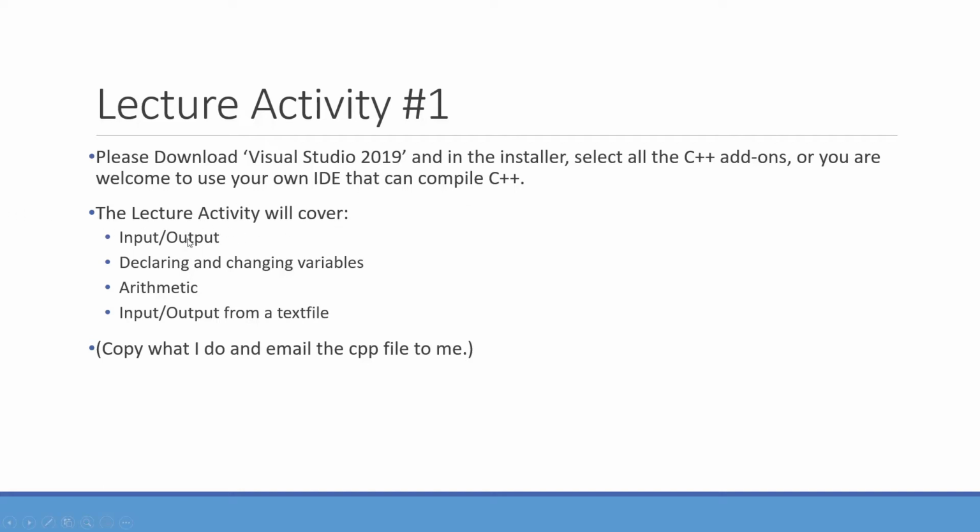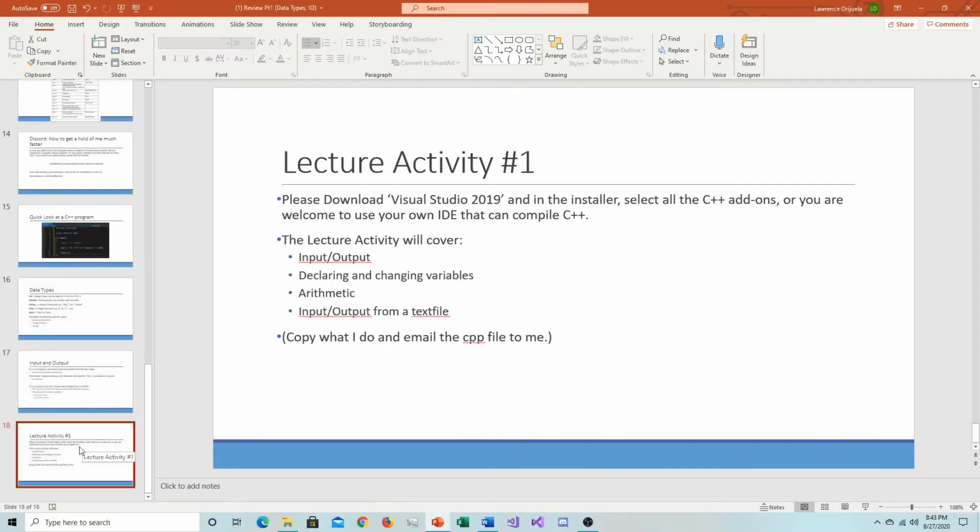Alright, so this activity will cover input-output, declaring and changing variables, arithmetic, and input-output from a text file. So how am I doing on time? 37 minutes. Okay. That's plenty of time. So I'm going to keep this here, okay? But now it's time to open Visual Studio and get started coding, okay?